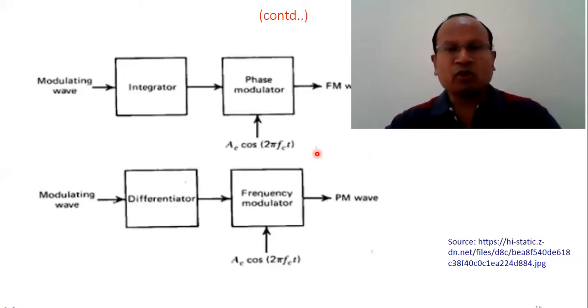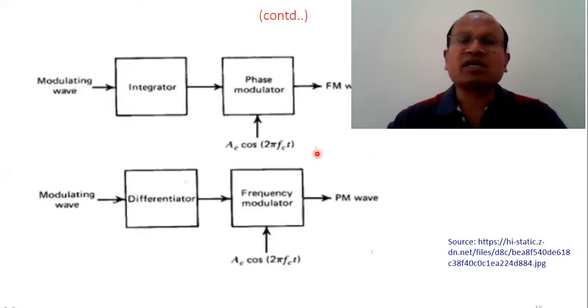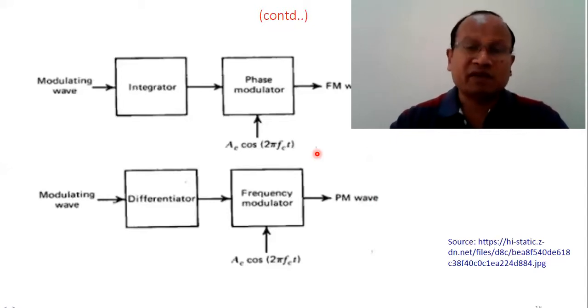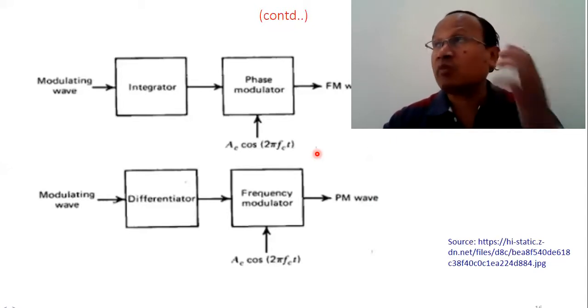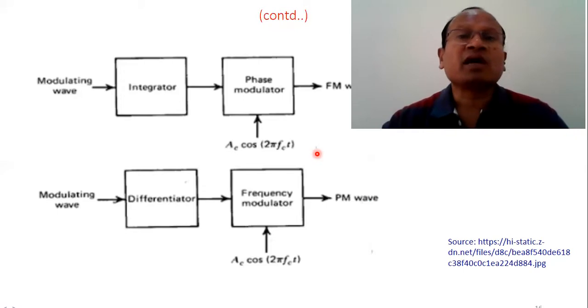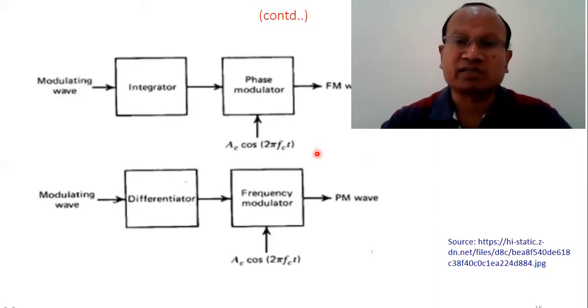Both modulation methods are very important and used in communication. PM is preferably used in mobile communication, whereas FM is used in FM radio, television and other types of broadcast systems.